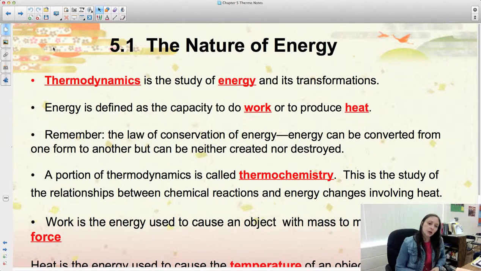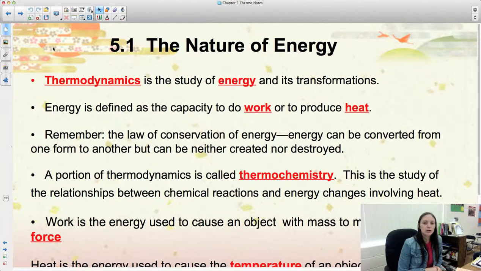The first blank here: thermodynamics is the study of energy and its transformations. So we're going to be talking a lot about different types of energy in this chapter. Energy is defined as the capacity to do work, and we're going to talk about what work is, or to produce heat, and we're going to talk about what heat means.